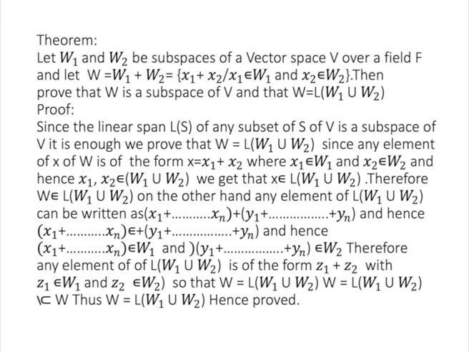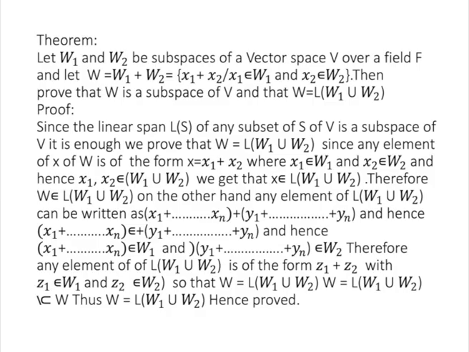Let W1 and W2 be subspaces of a vector space V over a field F, and let W equal to W1 plus W2, that is equal to x1 plus x2 such that x1 belongs to W1 and x2 belongs to W2. Then prove that W is a subspace of V, then W equal to L of W1 union W2.